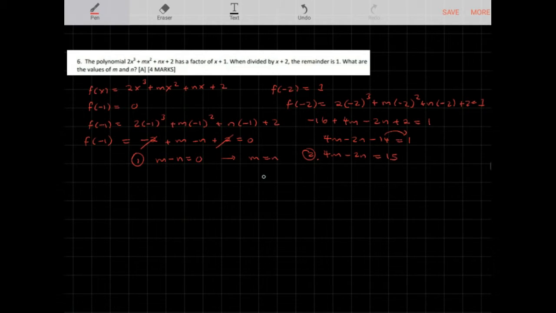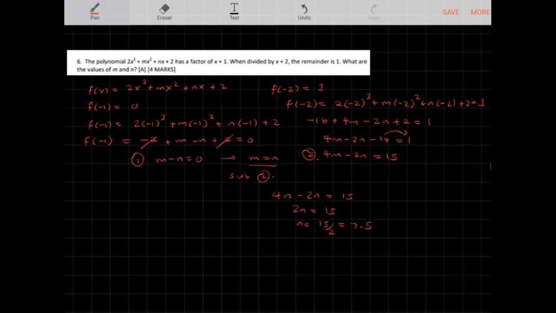And then what I want to do here is I can either use elimination or substitution. I'm just going to use substitution. According to the first equation, m minus n is equal to 0. So because of that, m is equal to n. I'm going to substitute this into equation 2. So we get 4n minus 2n is equal to 15. 2n is equal to 15. So n is equal to 15 over 2, which is 7.5.